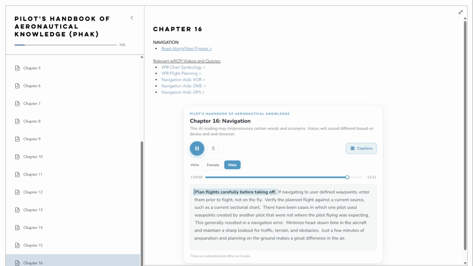Plan flights carefully before taking off. If navigating to user-defined waypoints, enter them prior to flight, not on the fly. Verify the planned flight against a current source, such as a current sectional chart.